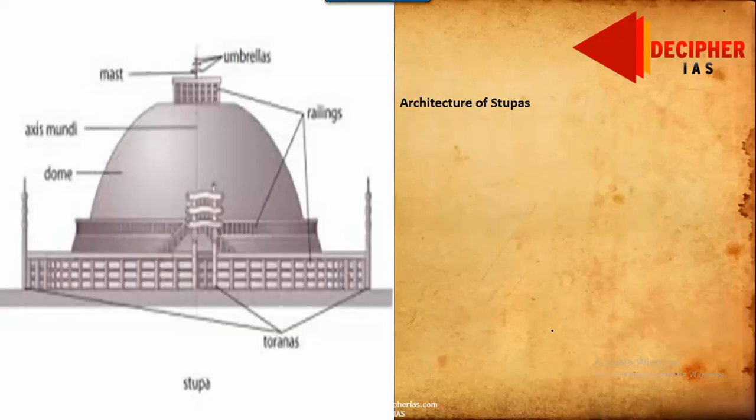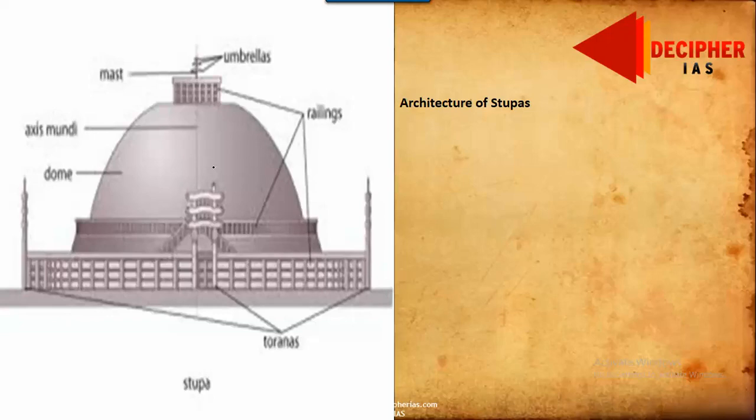As you can see, the core of this Buddhist stupa was made of unburnt brick, while the outer surface was made using burnt brick, which in turn was covered with a thick layer of plaster. As you can see this dome, inside this dome there was the relic pot in which the relics of Buddha or his disciples were kept.